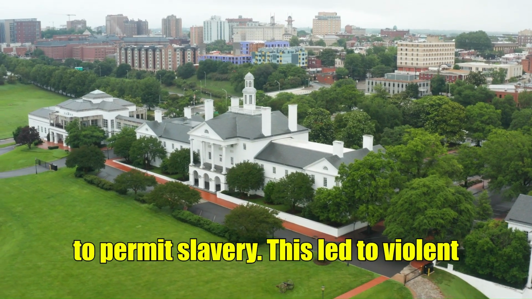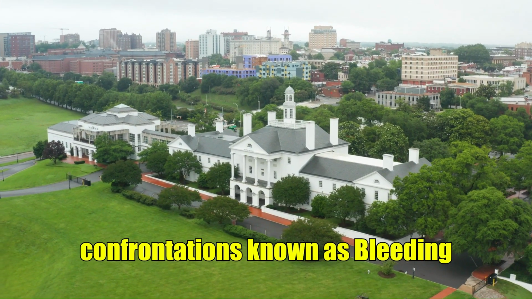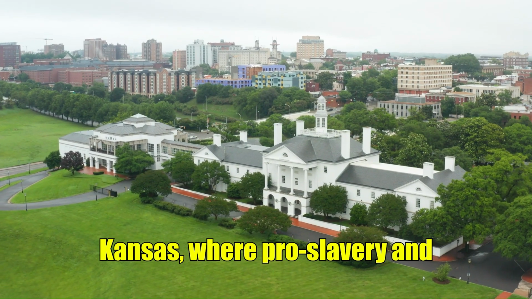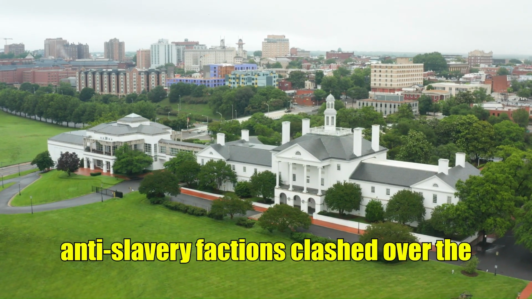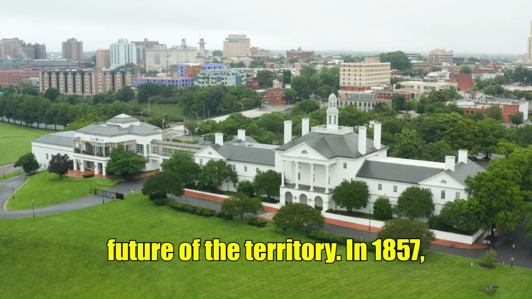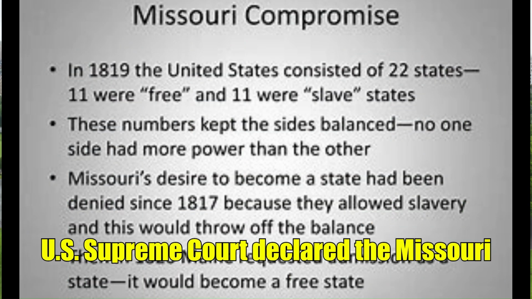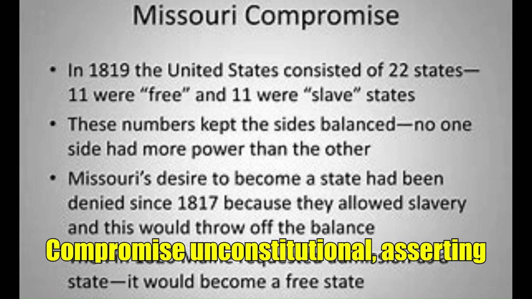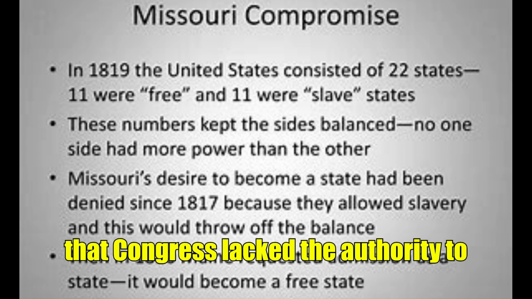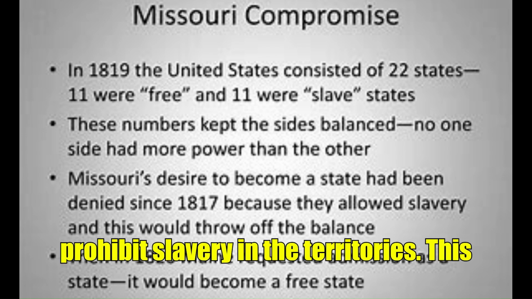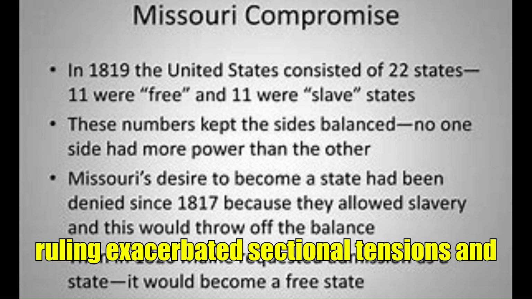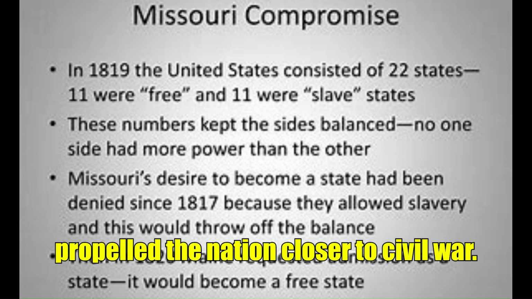This led to violent confrontations known as Bleeding Kansas, where pro-slavery and anti-slavery factions clashed over the future of the territory. In 1857, the landmark Dred Scott decision by the U.S. Supreme Court declared the Missouri Compromise unconstitutional, asserting that Congress lacked the authority to prohibit slavery in the territories. This ruling exacerbated sectional tensions and propelled the nation closer to civil war.